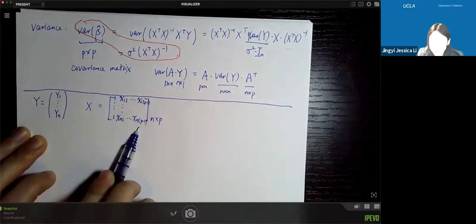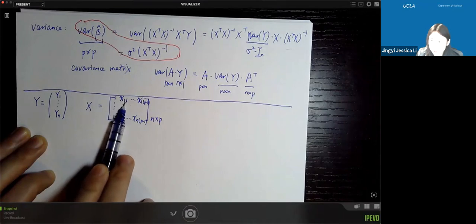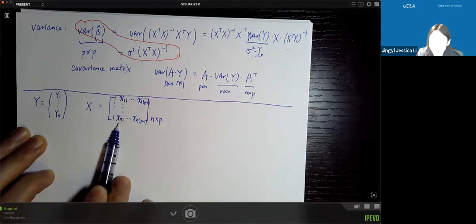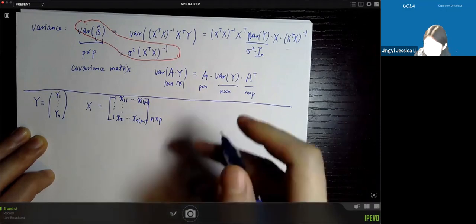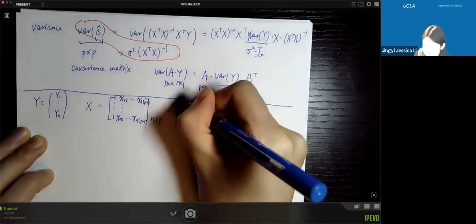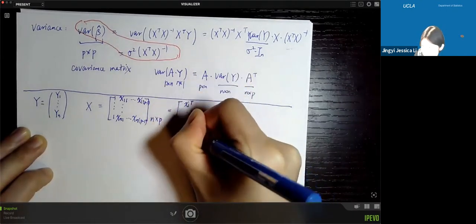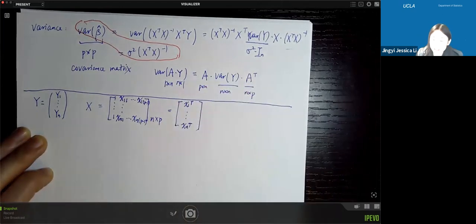What does it mean? It means that x11 is the first observation of the first predictor, and xn1 is the nth observation of the first predictor. So the first index stands for the observation, and the second index stands for the feature or predictor. We can also write this as a stack of row vectors, x1 transpose to xn transpose, where xi transpose is the covariate vector, as some people call it, of the ith observation.